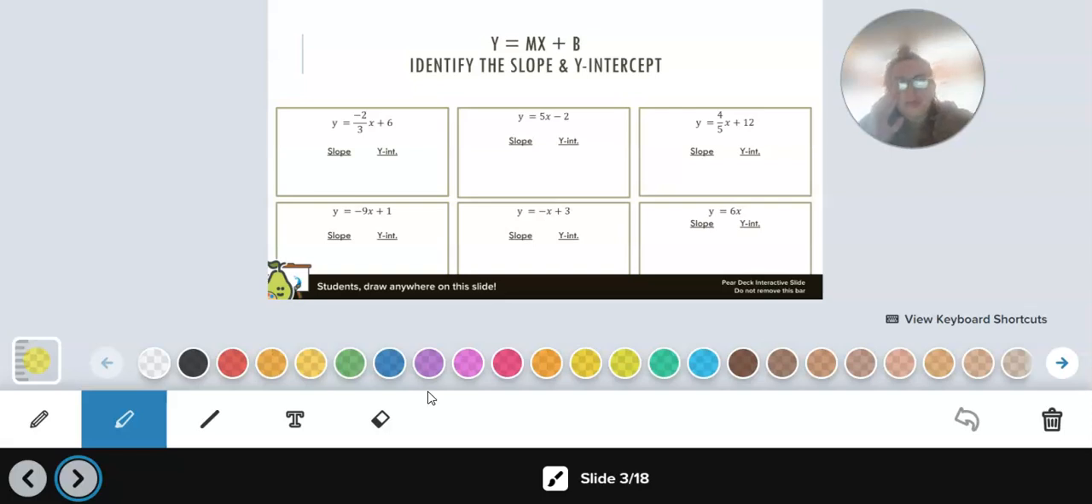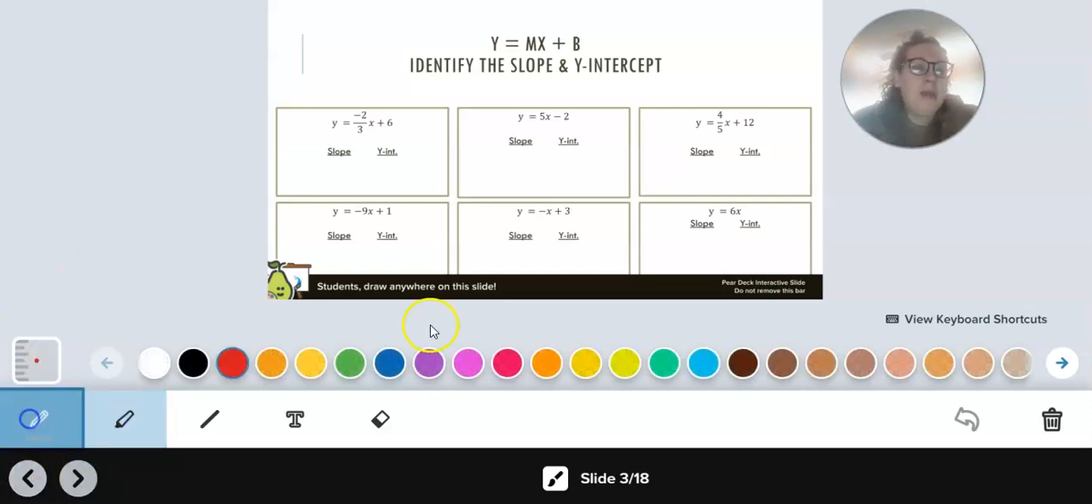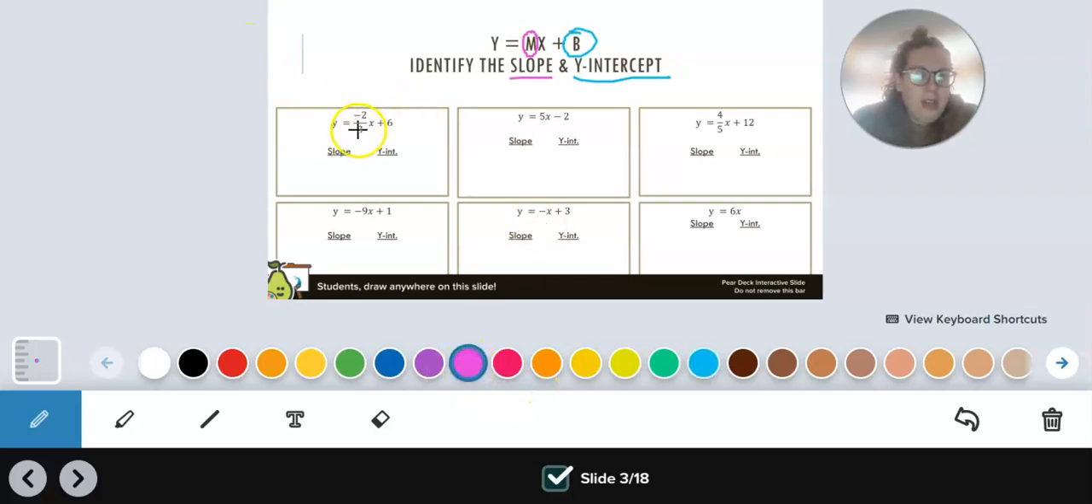Slide 3. Just warming up our brains, getting back from break, we're going to take some time to identify the slope, which is m. That's the number that's always in front of x. And then b, which is our y-intercept, the number that's added or subtracted on its own. In this first equation, in front of x, we have a negative 2/3 and a y-intercept of 6. So notice where I'm grabbing that in our equation.